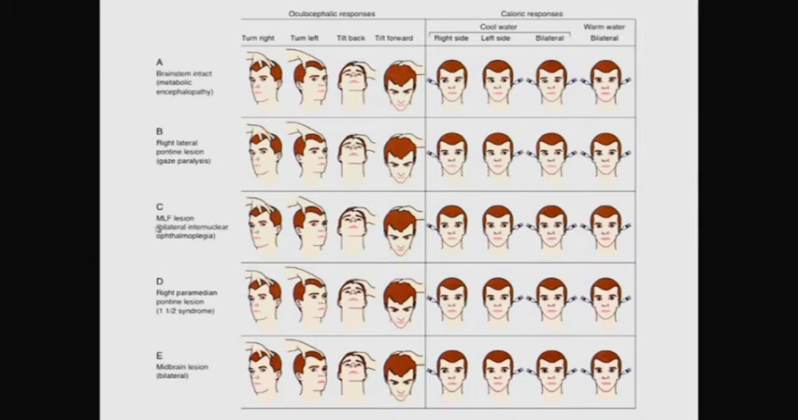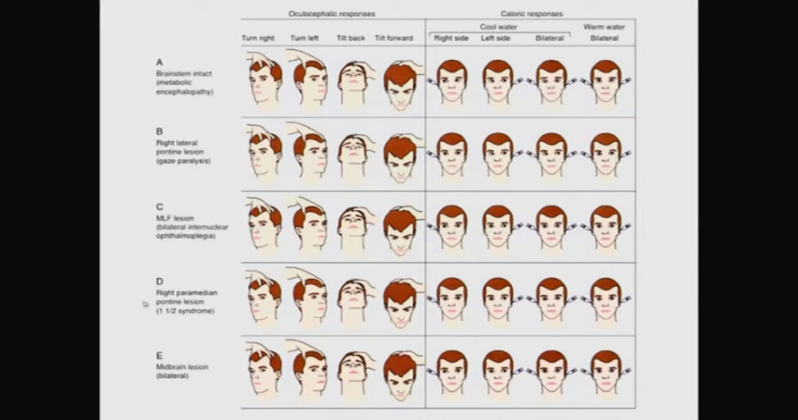Then, if you have a lesion in the medial longitudinal fasciculus, that's in the lower part of the midbrain, you have something called internuclear ophthalmoplegia. What that means is that adduction of the eye is impaired. So if you turn their head to the right, the left eye abducts normally to look straight ahead, but the right eye fails to adduct. The same problem occurs if you turn the head to the left as well. Vertical movements are preserved.